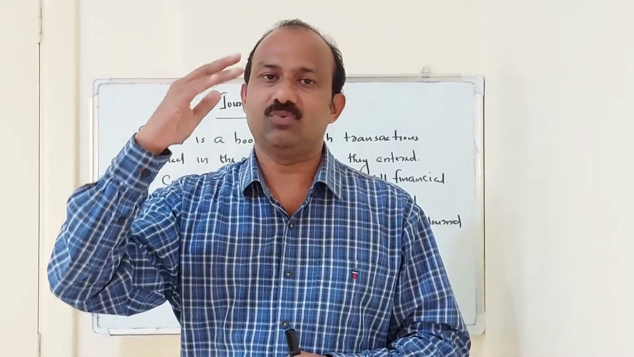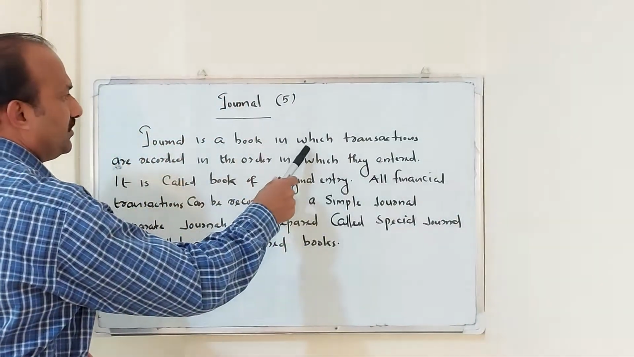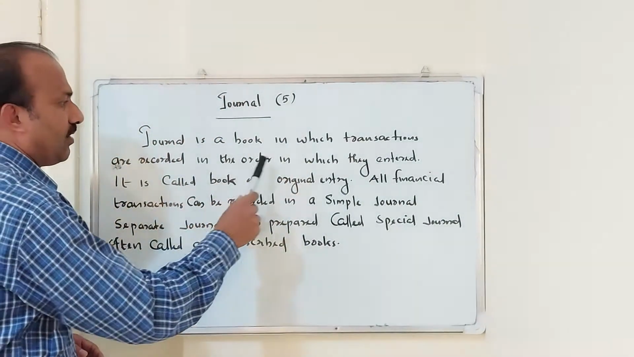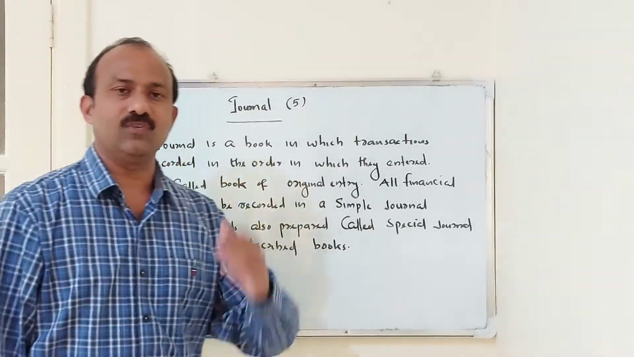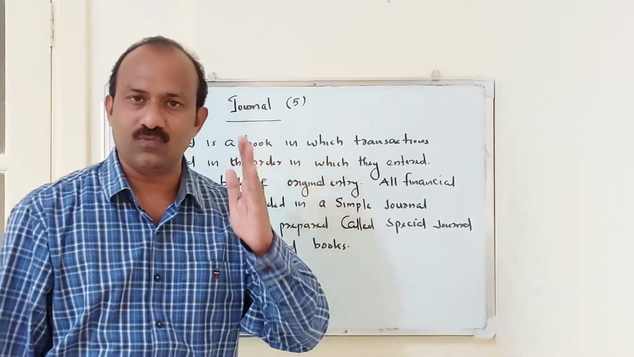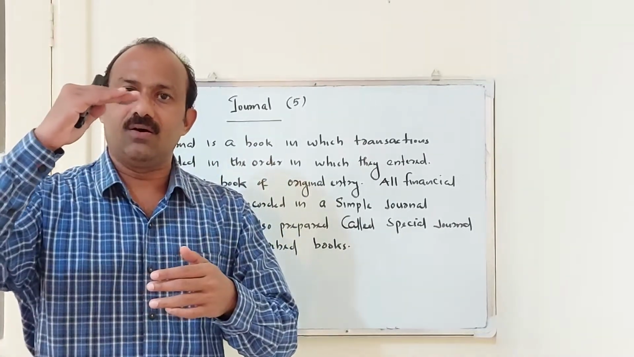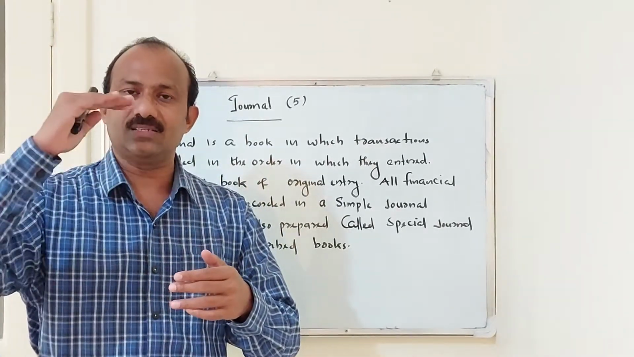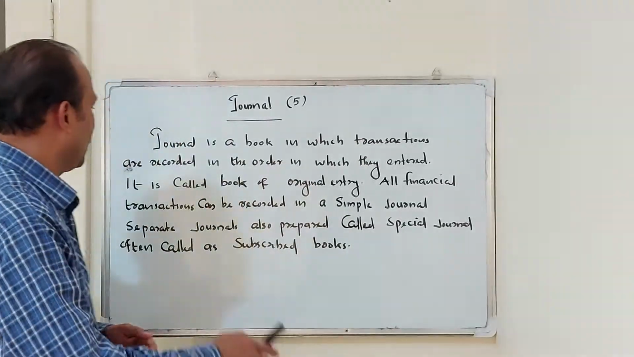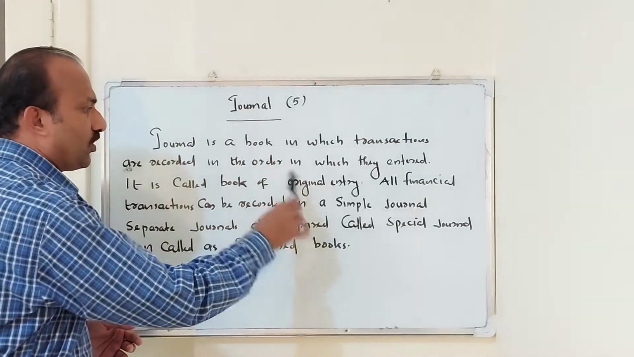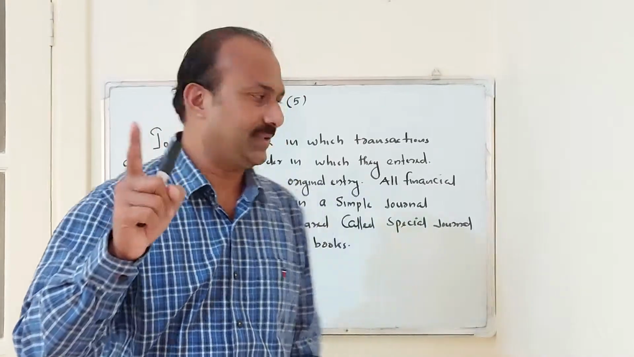We have three terms in books. Journal is a book in which the transactions are recorded in the order in which they occurred. Journal is a book of original entry. The transactions are recorded in the order in which they occurred, so it is called a book of original entry. Journal is otherwise known as the book of original entry.